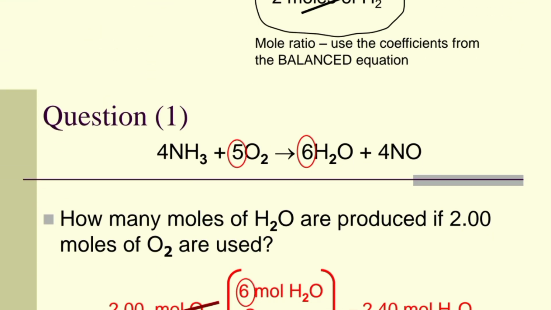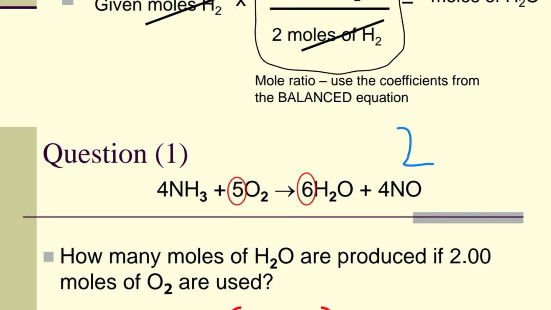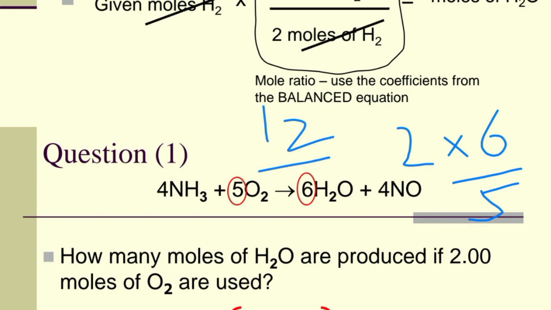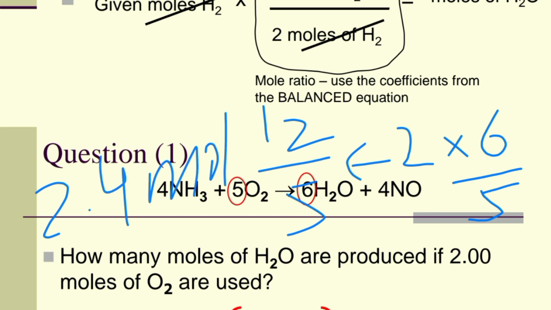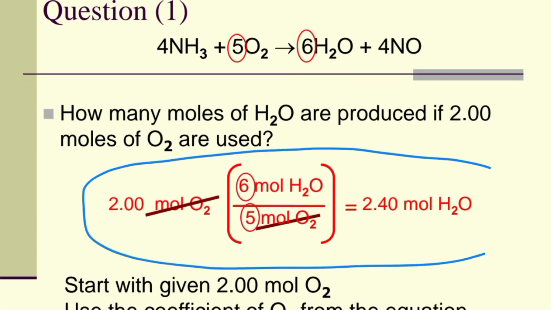Now we will multiply. We have given 2 moles. What does the balanced chemical equation say? 6 moles of H2O divided by 5 moles of O2. This does not cancel out. This must be 12 divided by 5, which is almost 2.4 moles. We have found the moles. If we use 2 moles of O2, it will produce 2.4 moles of water. Here is the calculation you can see.